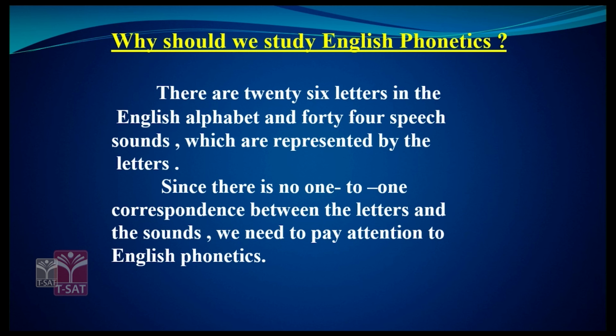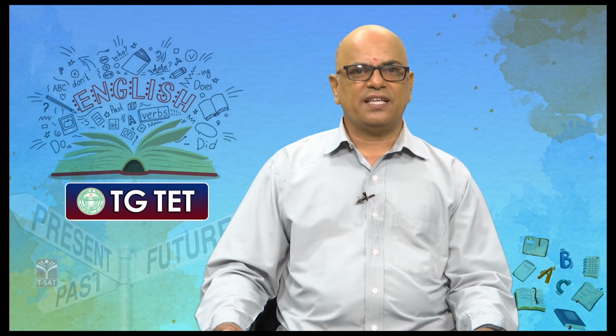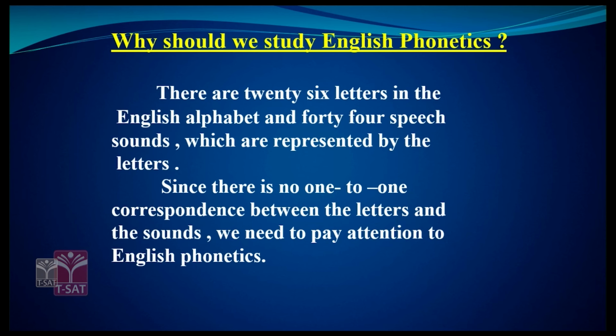For example, we all know the letter C represents K as in cat, camel, and it represents the sound S as in sell, ceiling and receive. Similarly, the cluster CH is pronounced as K as in chemistry, Ch as in cheap and Sh as in parachute. Since there is no correspondence between the letters and the sounds, we need to pay attention to the production of speech sounds in the English language.